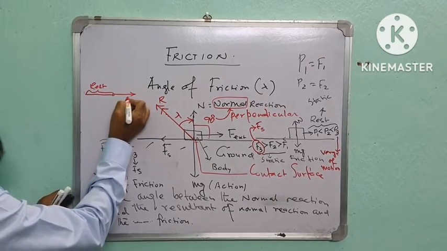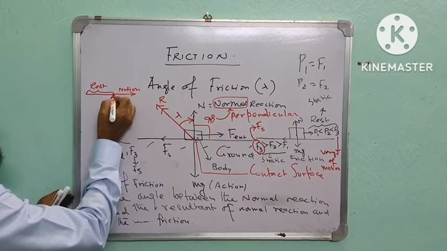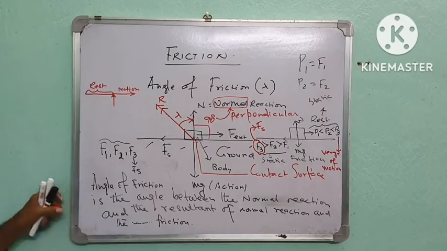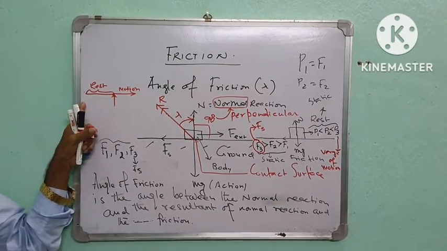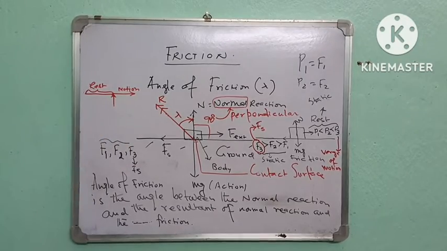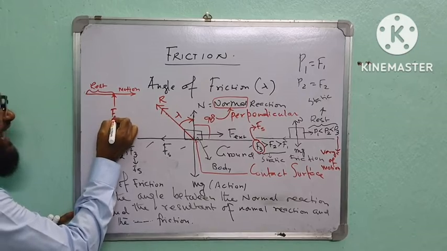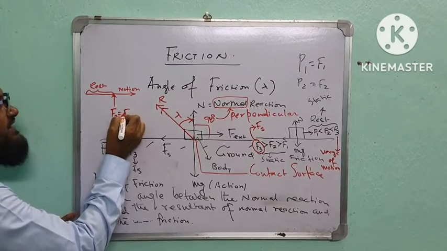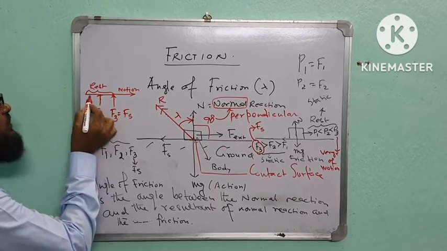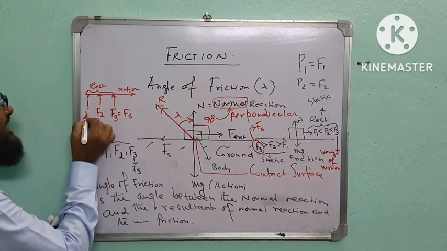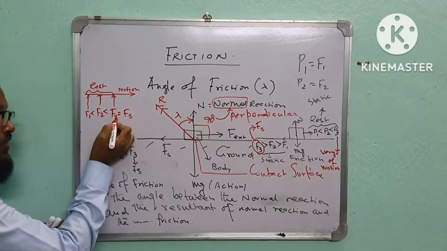Now the body will be in motion. This point is the limit. Which is the limit? This is the boundary between the rest and the motion. Up to this, at this moment, the first friction that is working, that friction F3, is denoted by Fs. Suppose here the friction working is F2, and here the friction working is F1. F2 is bigger than F1, and F3 is bigger than F2.